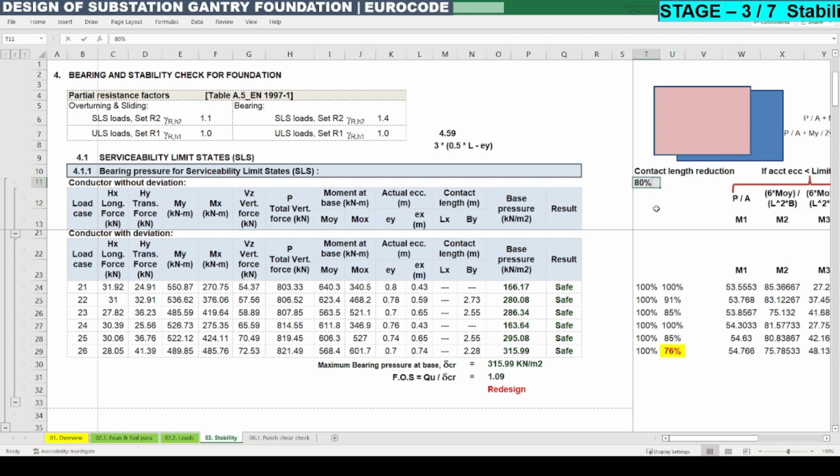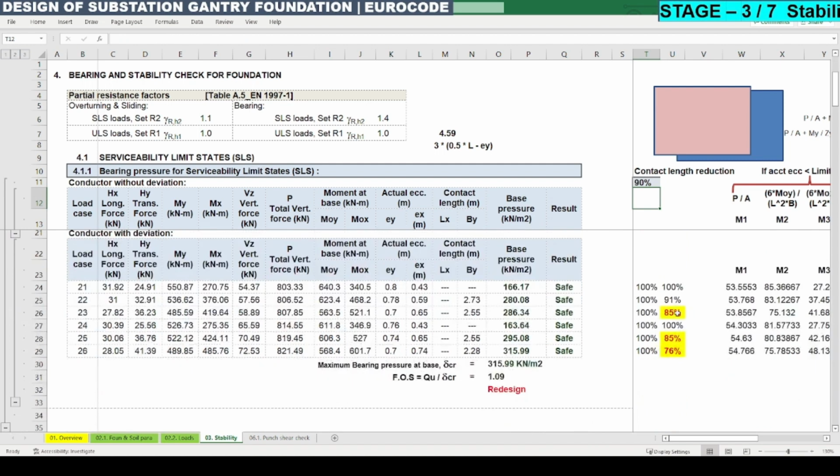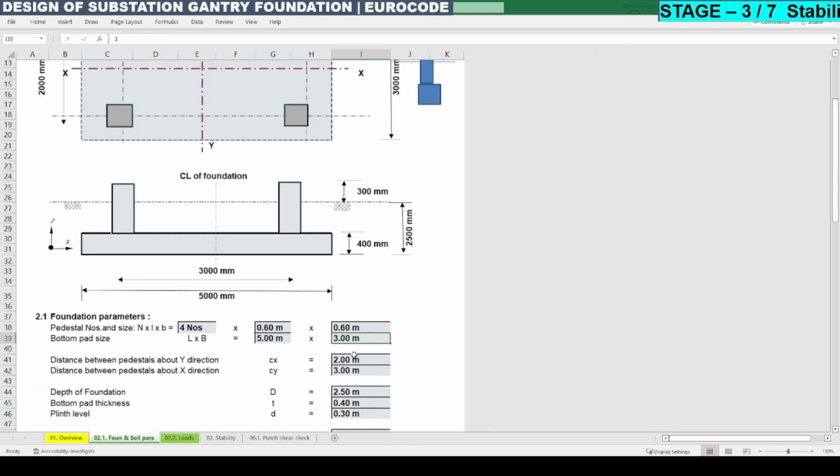Some customers ask for 100%, which is more challenging, because the foundation size will keep on increasing in order to achieve this 100%. For all the cases, only a few cases are okay, but even at 90% some cases are not suitable. So let us take 80% as optimum. Now here it is a redesign. Redesign means we need to increase the sizes. So we can increase this to 3.5 meter instead of the earlier assumed 3.